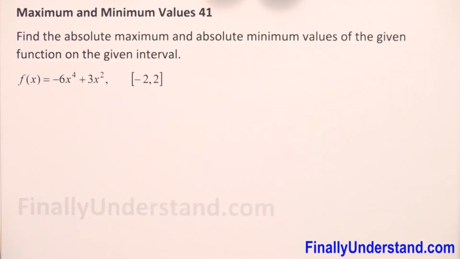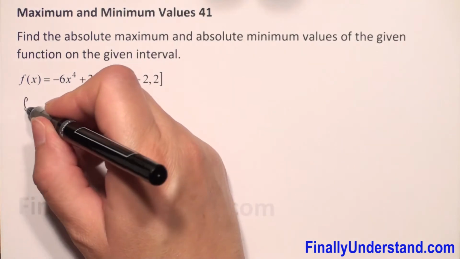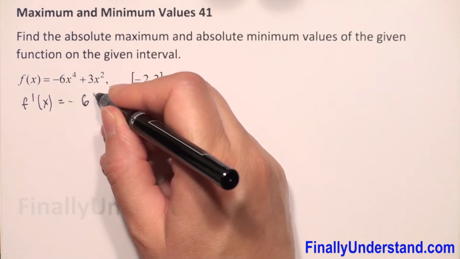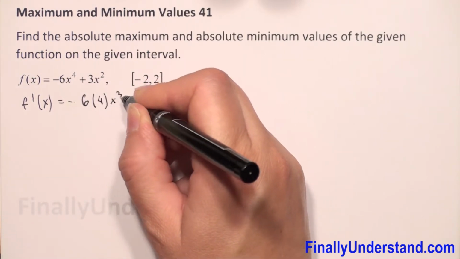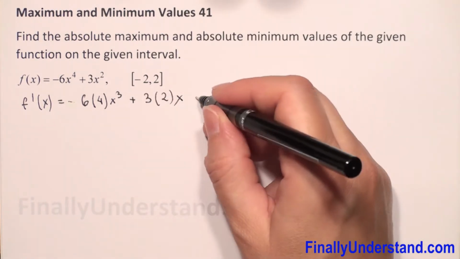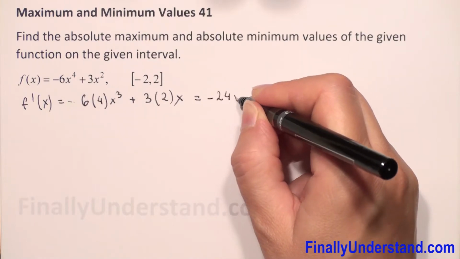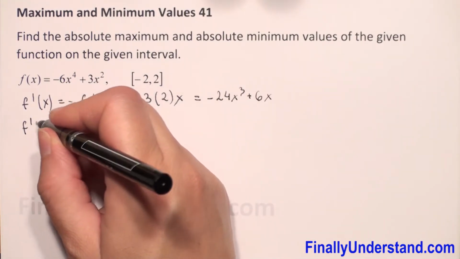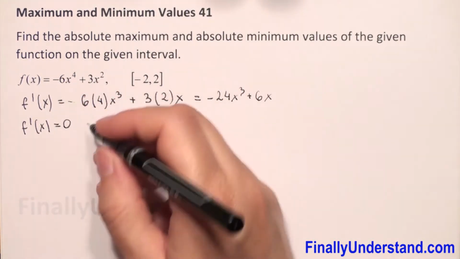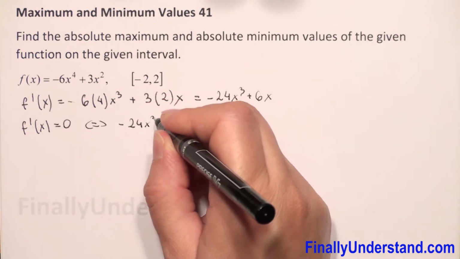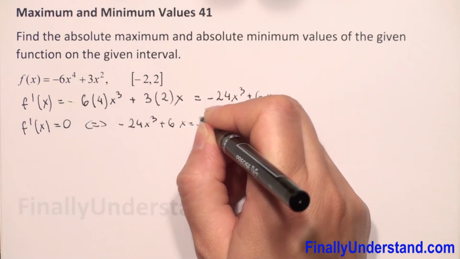So first, to find critical points, we need to find the first derivative. f prime of x is equal to negative 6 times 4x to the third plus 3 times 2x. So this is equal to negative 24x to the third plus 6x. Now we have to set our first derivative equal to 0. So this is if and only if negative 24x to the third plus 6x is equal to 0.